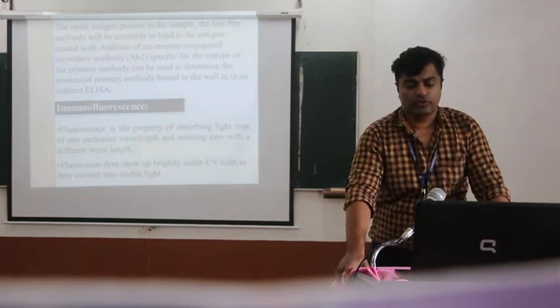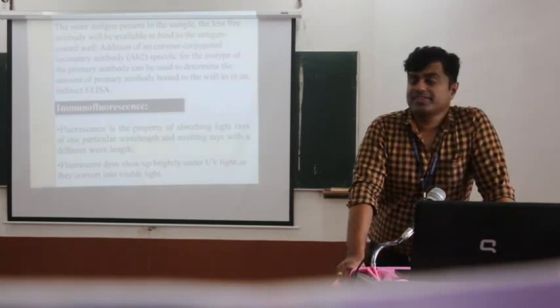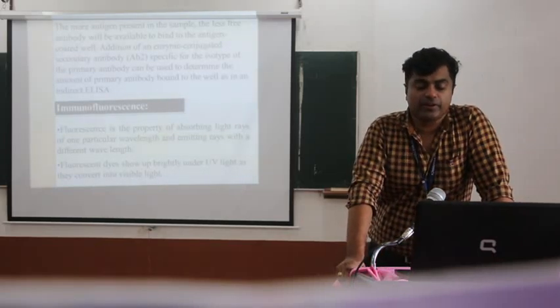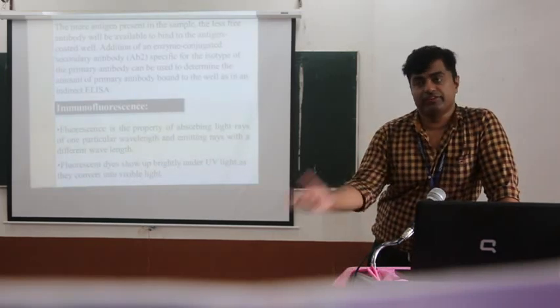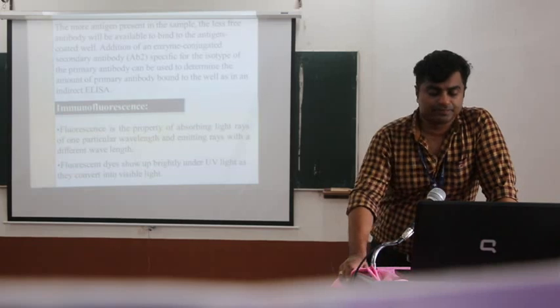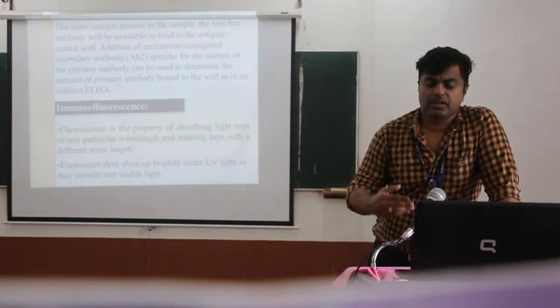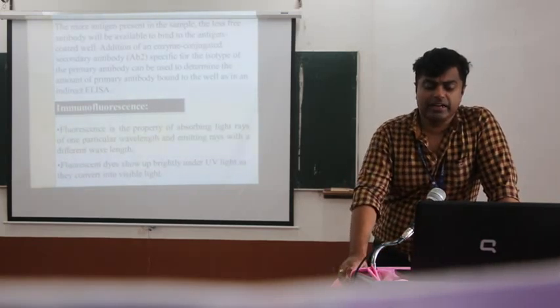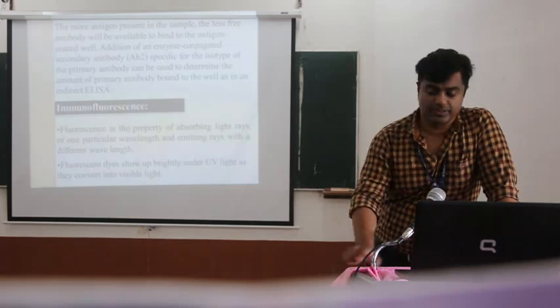Next one is immunofluorescence. Fluorescence, as you all know, is a property of absorbing light rays of a particular wavelength and emitting rays with a different wavelength. So here we use fluorescent dyes, which will show brightly under UV light as they convert it into visible light.